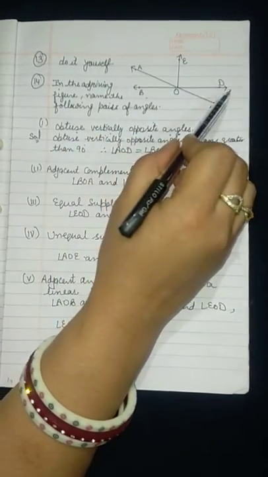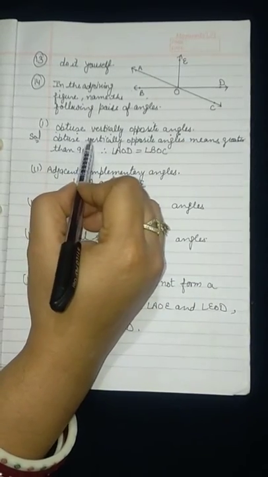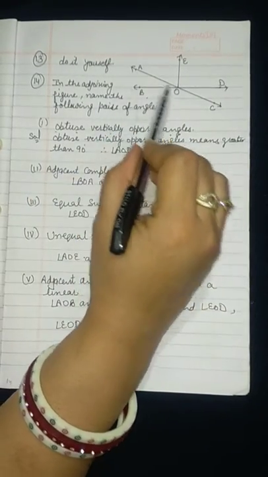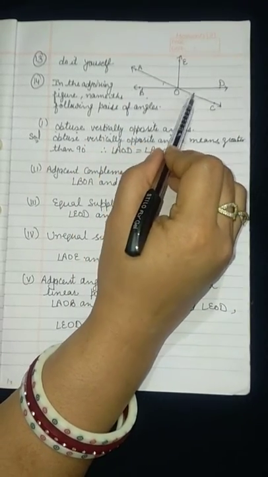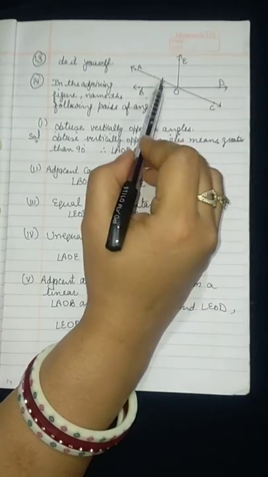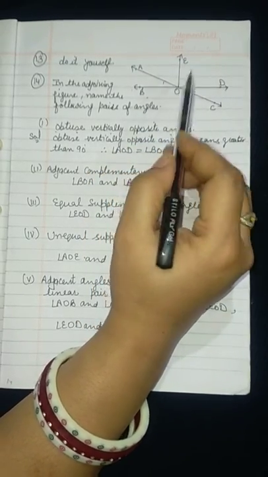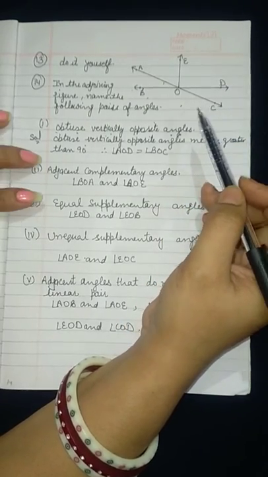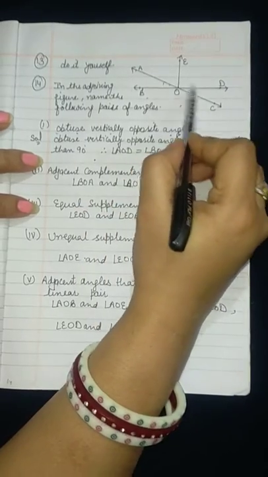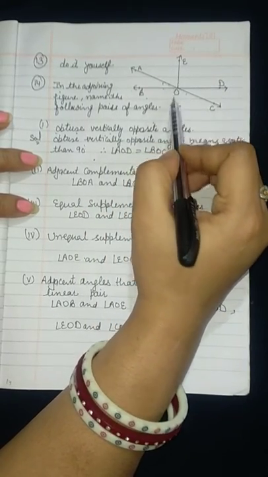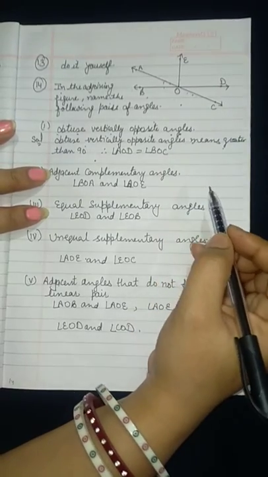Now AC and BD are both intersecting lines, and we want obtuse angles. So which ones are obtuse angles here? In this, we can see these two lines are intersecting lines. These angles are small angles, they are acute angles, and they are also vertical opposite angles. So the obtuse vertical opposite angles, meaning greater than 90 degrees, are AOD and BOC. These angles are obtuse angles, which are vertically opposite to each other.